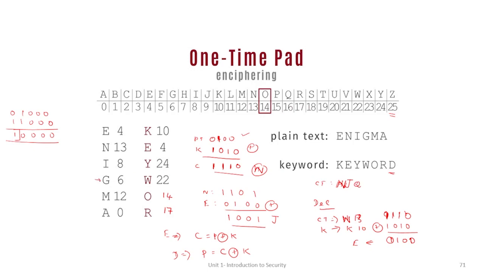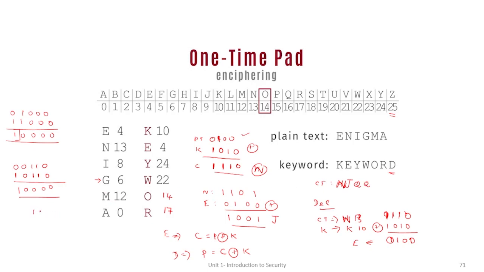So next, 1, 6. 6 means 0, 1, 1, 0. 22 means 16 plus 4, 20, 20 plus 2, 22. So the remaining values are 0. So the same values are available, so 0, and the different value is 1. So that means Q. So for the second one also it is Q.